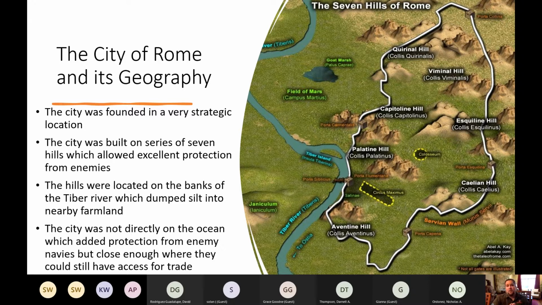So an ideal location for this city that would eventually become Rome. The city was not directly on the ocean, right? It was actually several miles from the ocean, which was good in the sense that it helped in protection. So unlike the Athenians, who were right on the ocean, where a navy could easily attack Athens, in this case, they're set back from the ocean quite a bit, so that added another level of protection for the Romans.